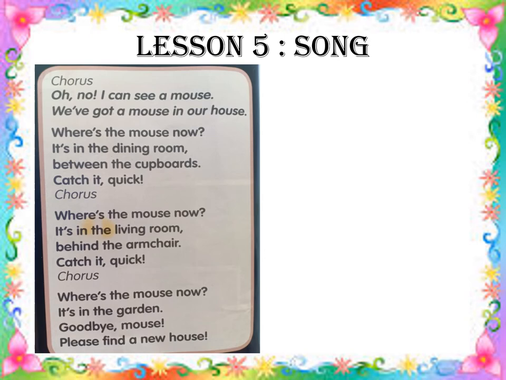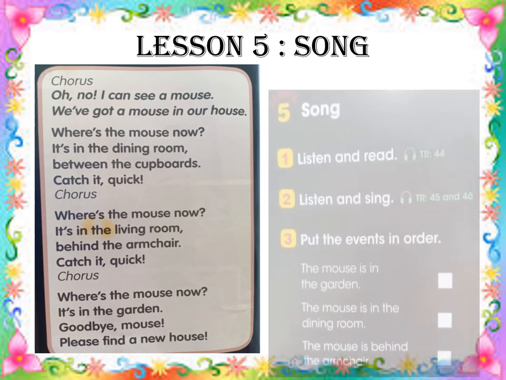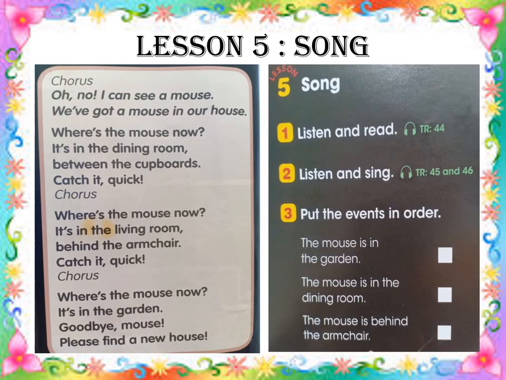Okay, based on this song, we will put the events in order. Okay, look at number 3. Let's read together. The mouse is in the garden. The mouse is in the garden. Look at this song. Okay, where's the mouse is in the garden? The mouse is in the garden. This one. So, write down number 3 here.